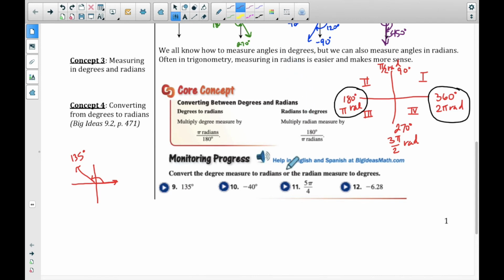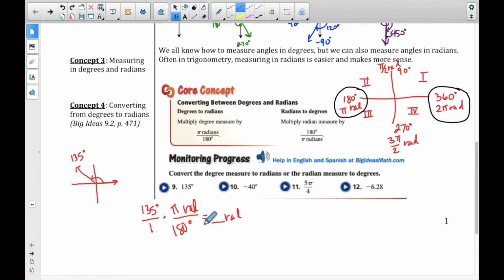But getting back to that unit conversion, what we're going to do is convert this over to radians. And so to do that, I'm going to put 135 degrees over 1. And back to this idea in chemistry of unit conversion, I want to convert that to radians. So I need my radians in the numerator and my degrees in the denominator. That way the degrees will cancel. So 180 degrees is pi radians.